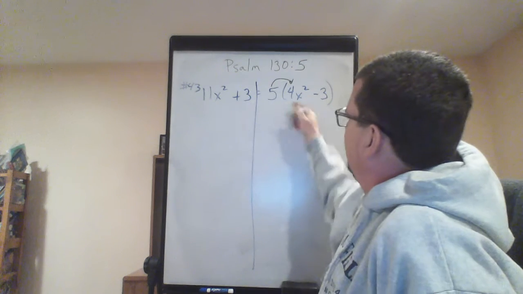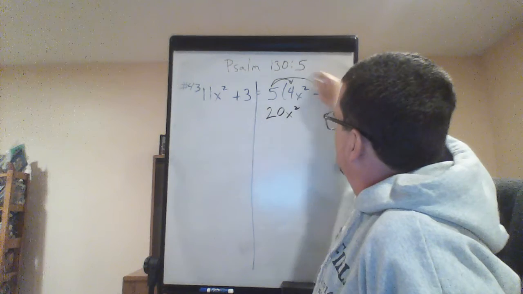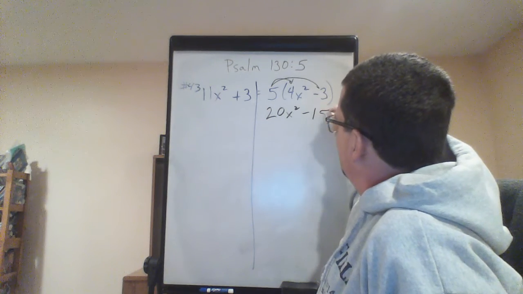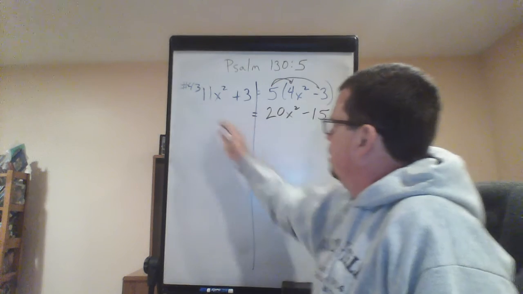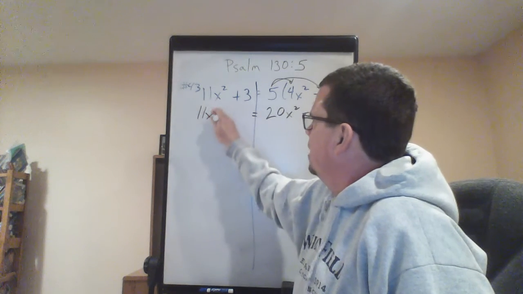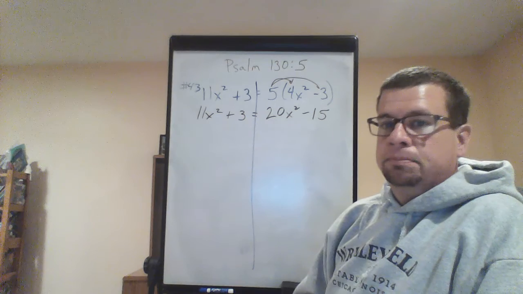All right, so 5 times 4x squared is 20x squared. And then 5 times minus 3 is minus 15. You might write that as plus negative 15. I'll leave that up to you. The left-hand side is going to stay 11x squared plus 3.